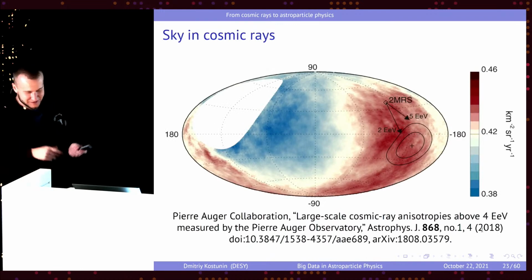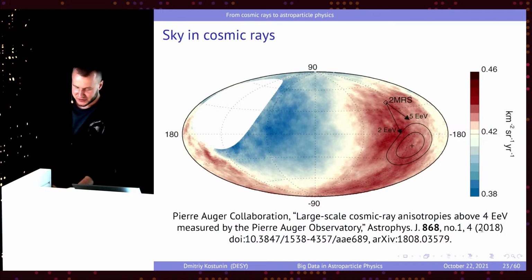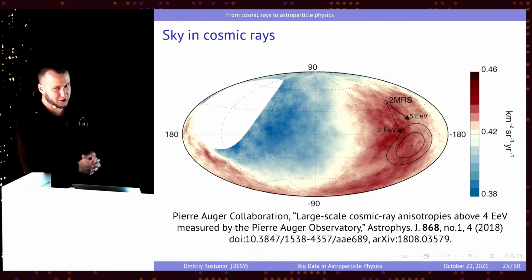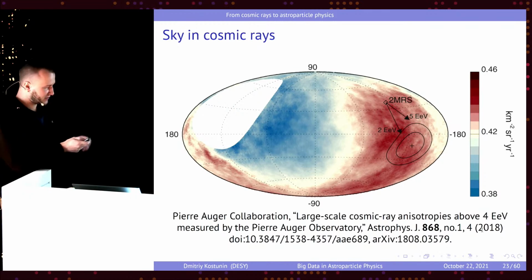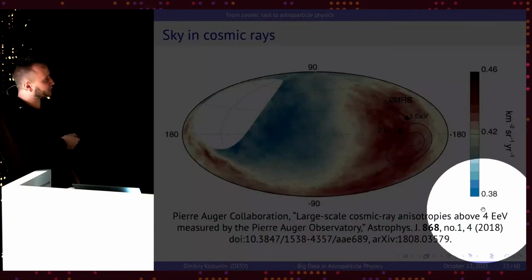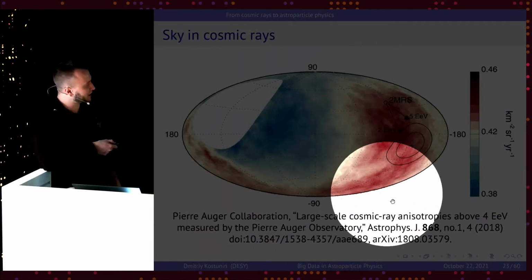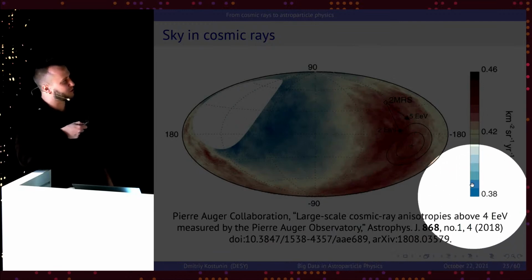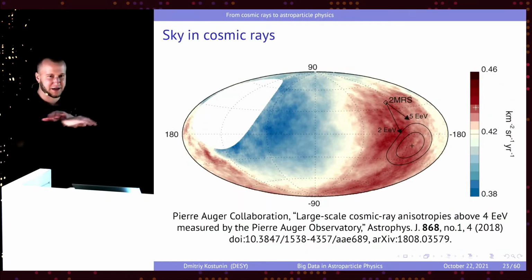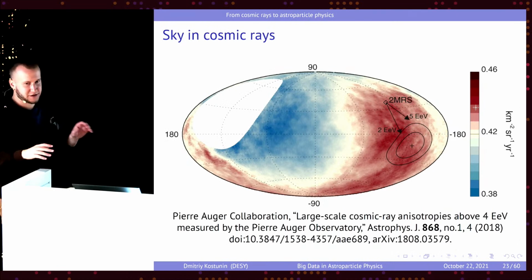Okay, but as I told you, cosmic rays are charged, and we have a lot of magnetic fields in our galaxy, universe, and so on. Actually, we cannot trace the source of the cosmic rays. So here you can see the sky in cosmic rays. It's very contrasted, but actually the fluxes only range from 0.38 to 0.46. So in principle, the sky in cosmic rays is almost isotropic.